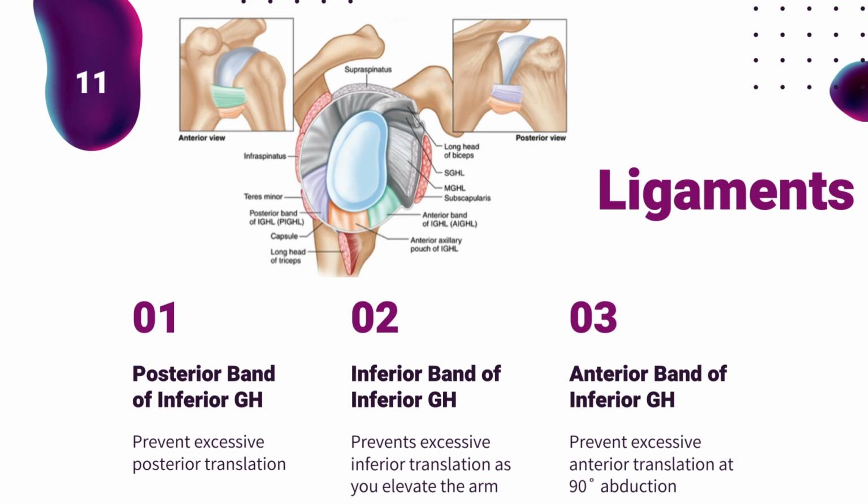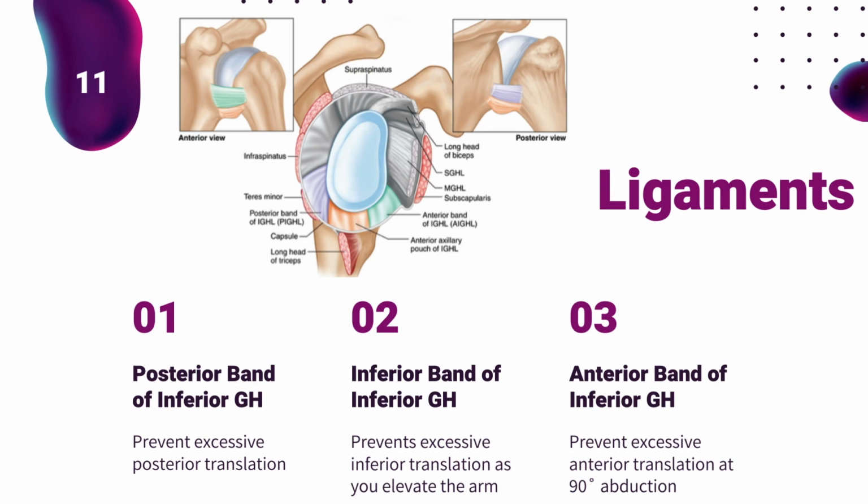The anterior band of the inferior glenohumeral ligament is going to prevent excessive anterior translation at 90 degrees abduction. So this is going to resist external rotation at 90 degrees. This is super important because it's going to prevent that anterior dislocation. If you dislocate your shoulder, this anterior band of the inferior glenohumeral ligament is definitely going to be involved. That is all for anatomy of the shoulder.